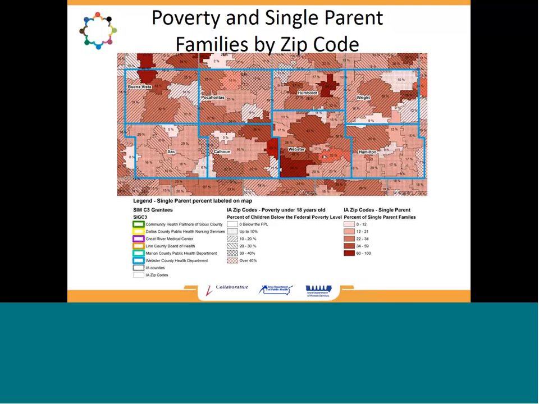On the other end of the scale, where the poverty is high, the percentage of single-parent families is high. Where there are zip codes with high percentages of single-parent families, the dark red, most of the time, there is a high childhood poverty rate, either the red hash X's or the black hash X's.